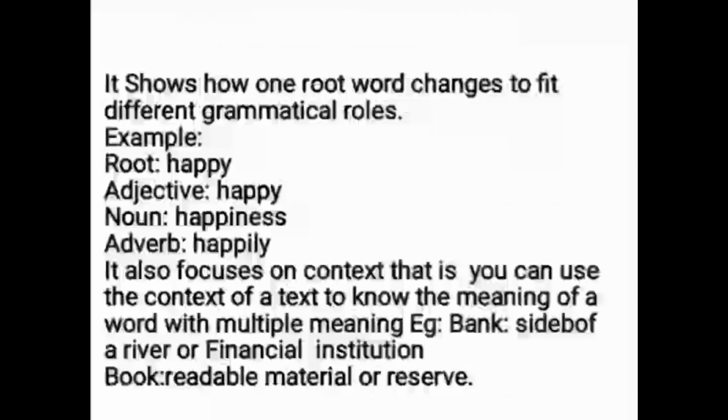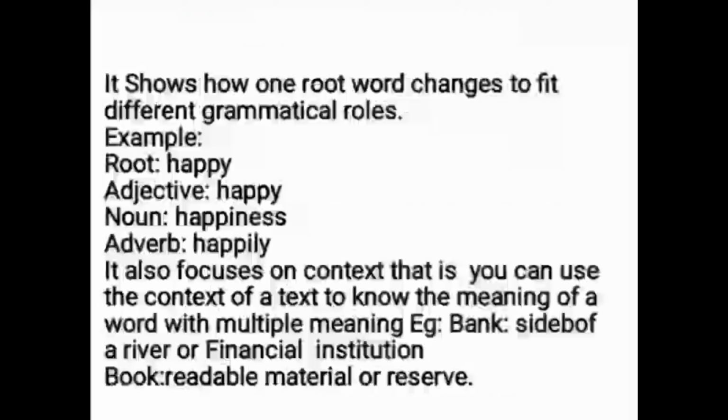It shows how one root word changes to fit different grammatical rules. So you can use one word to form different words. For example, we have happy here. Happy is the root word, and happy is also an adjective. From happy, you can form happiness, which is a noun. You can also form an adverb, happily, using happy.